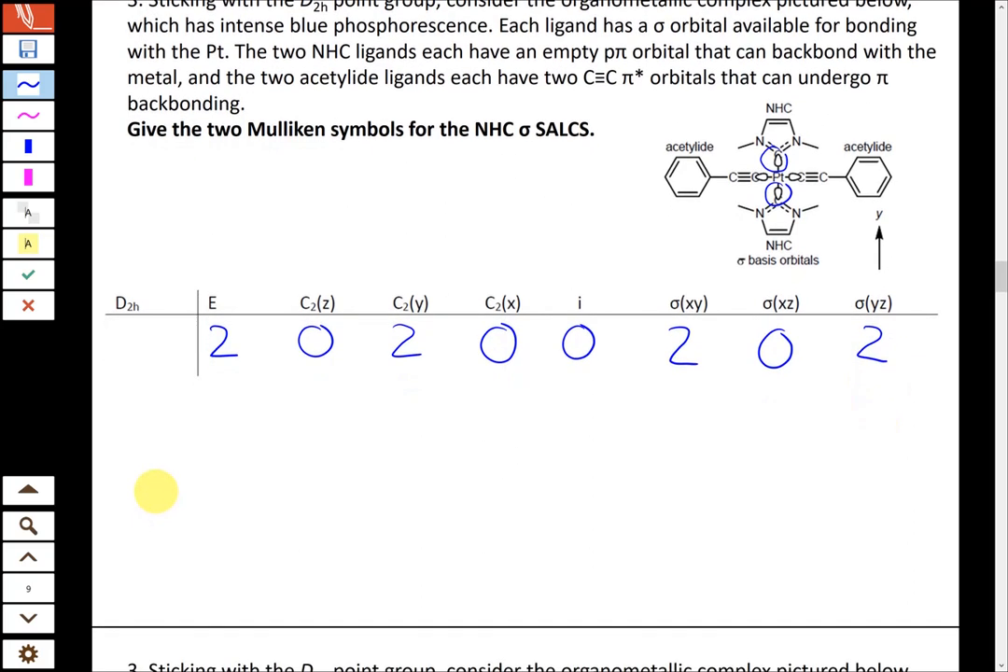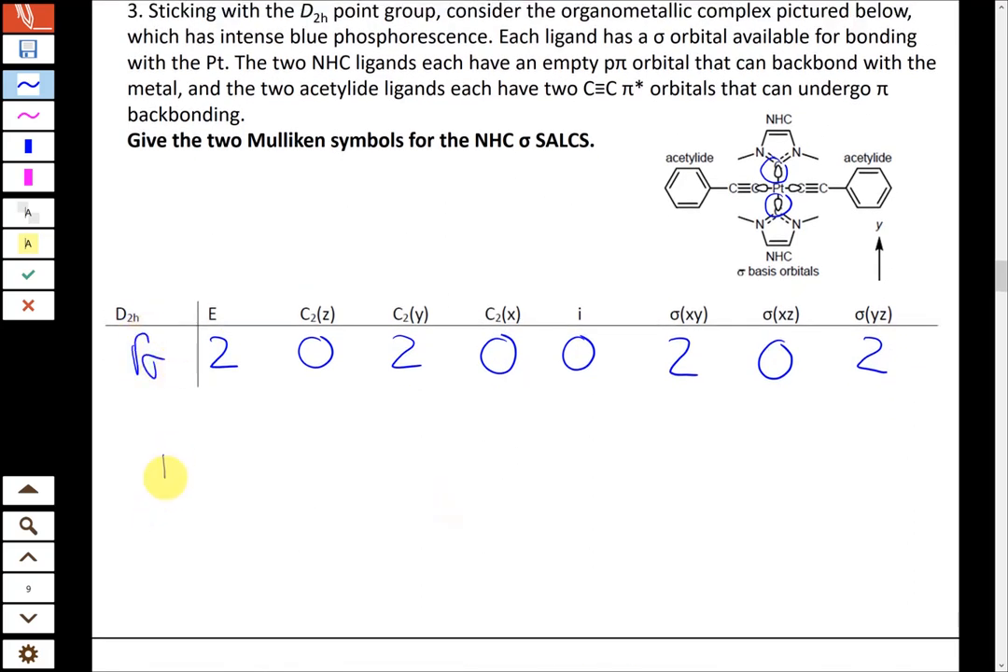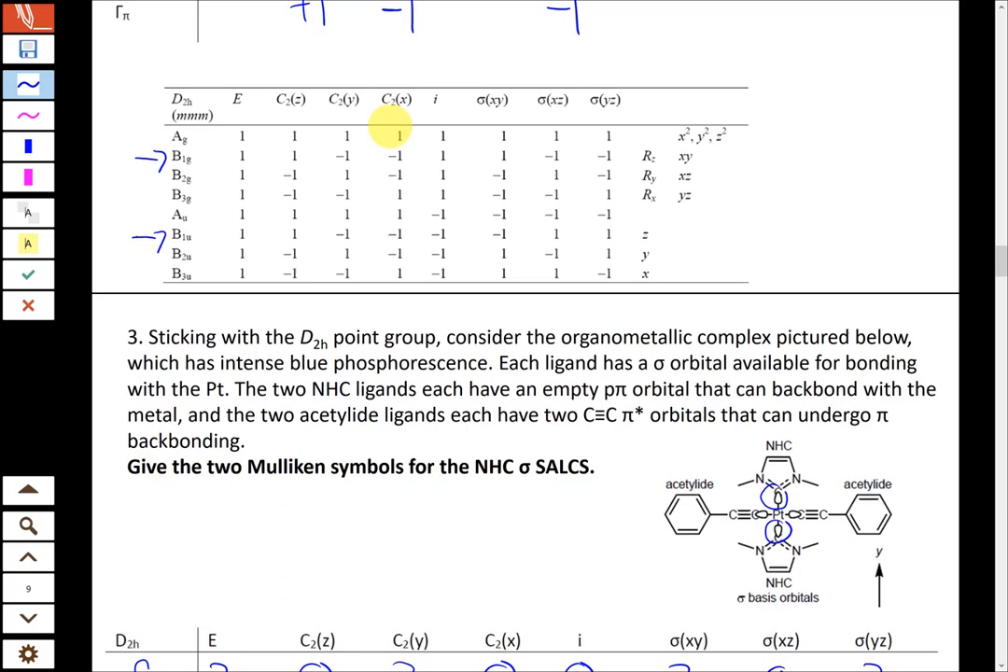So when we reduce this representation, again, we could apply the full reduction formula, but you have to do it for all the representations. But we can again see that we have a certain set of non-zero characters here. So we need to look for representations that have characters of +1 for y, xy, and yz. That would be Ag. And the other one that has a character of +1 for y, xy, and xz would be B2u.